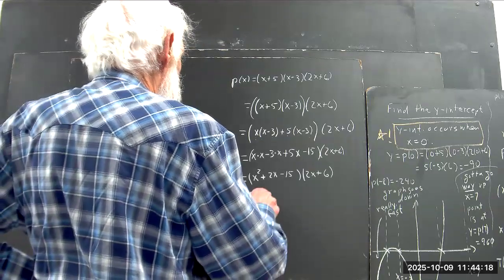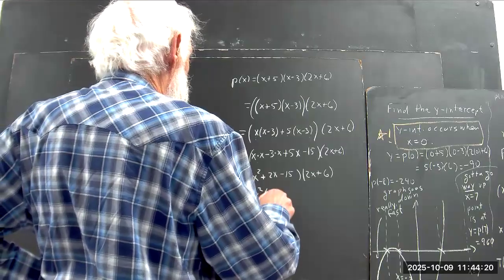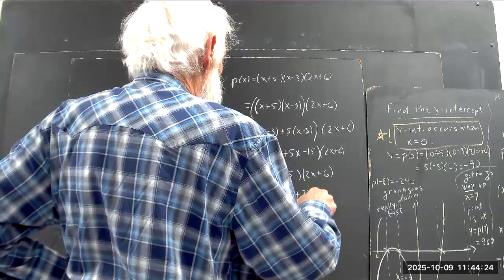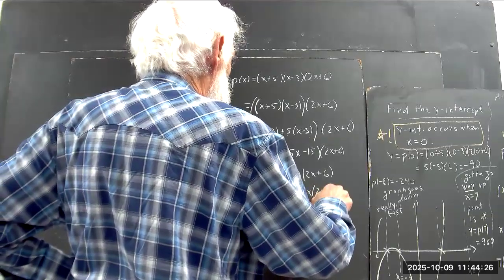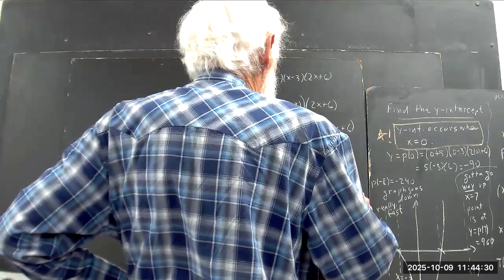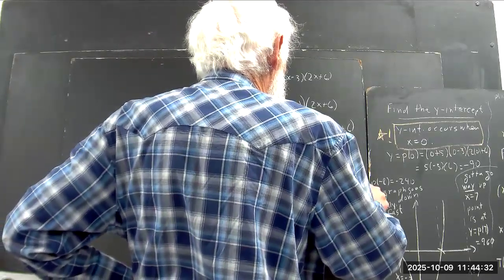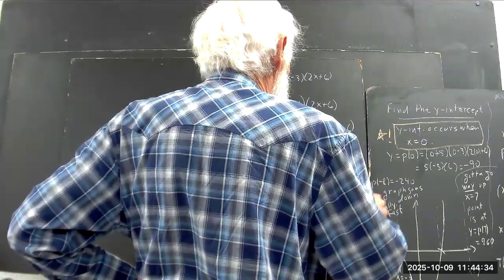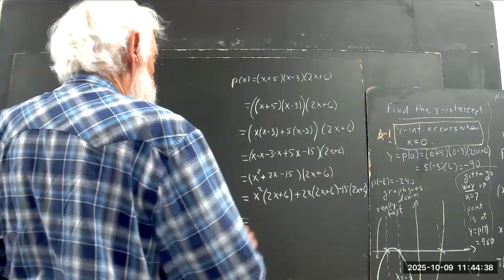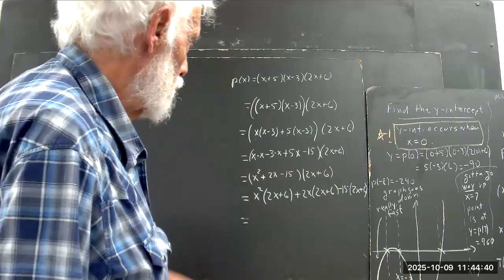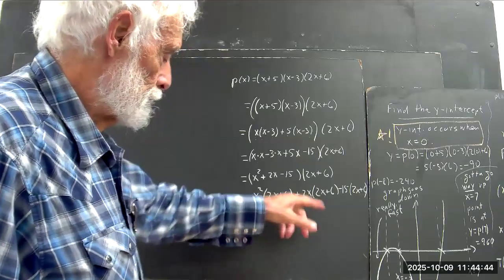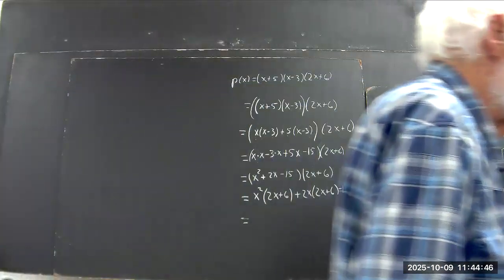So that means we have x squared times 2x plus 6, plus 2x multiplied by 2x plus 6, minus 15 multiplied by 2x plus 6. Okay. Now see if you can multiply all that out.